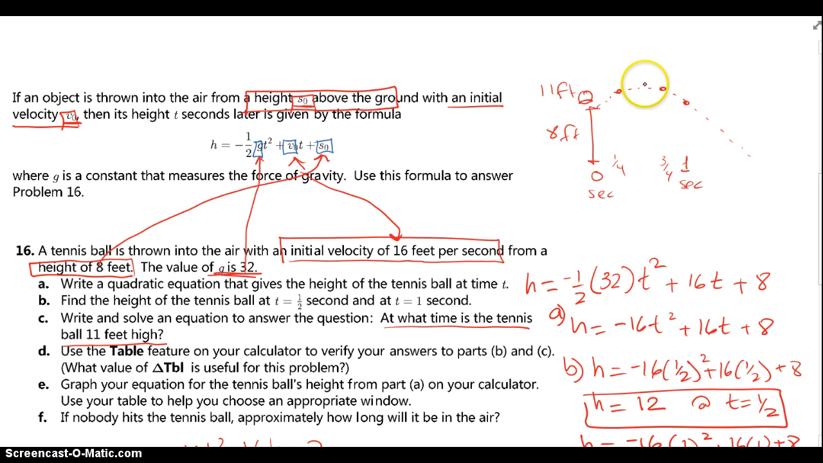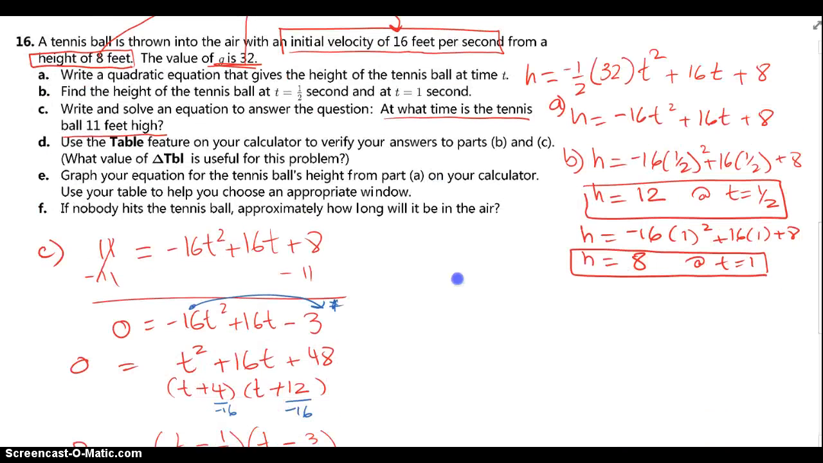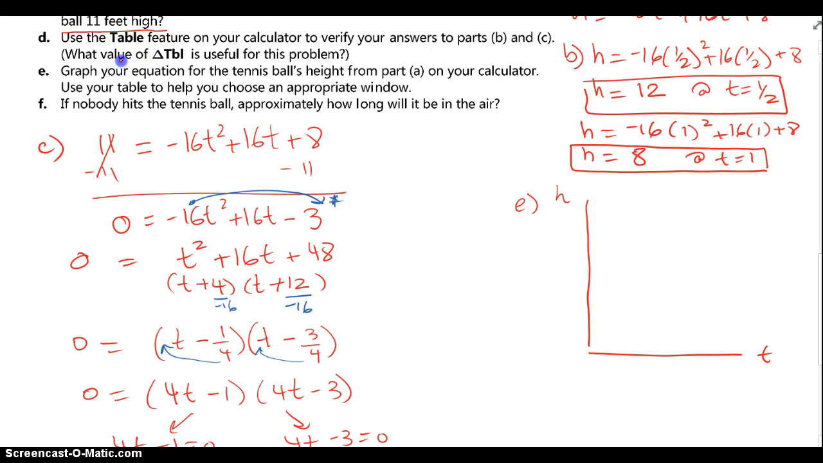And right in the middle there's a high point, my vertex, which again I'm guessing to be 12 feet high because it's right smack in between these guys and it appears to be the highest point. Okay, part D I won't do since not all of you have the TI. Part E, graph your equation of the tennis ball's height on your calculator. I'm just going to go ahead and do it by hand here because we have enough information.